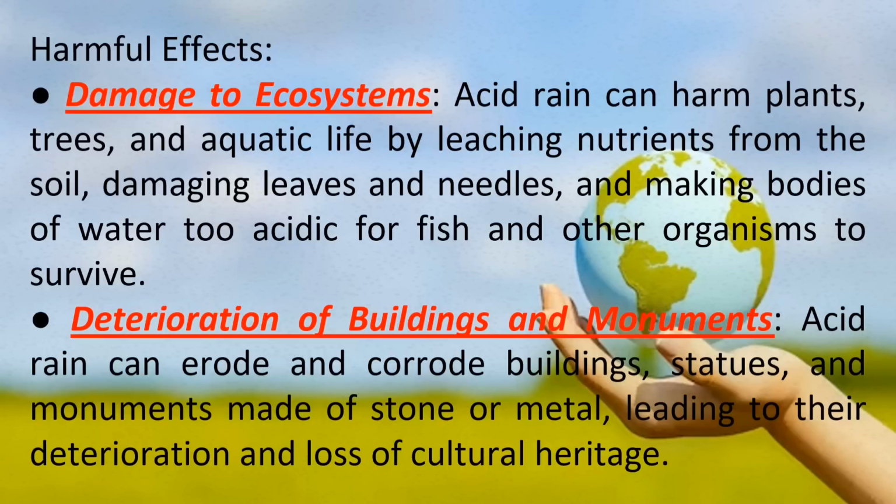Its harmful effects, damage to ecosystems. Acid rain can harm plants, trees, and aquatic life by leaching nutrients from the soil, damaging leaves and needles, and making bodies of water too acidic for fish and other organisms to survive.